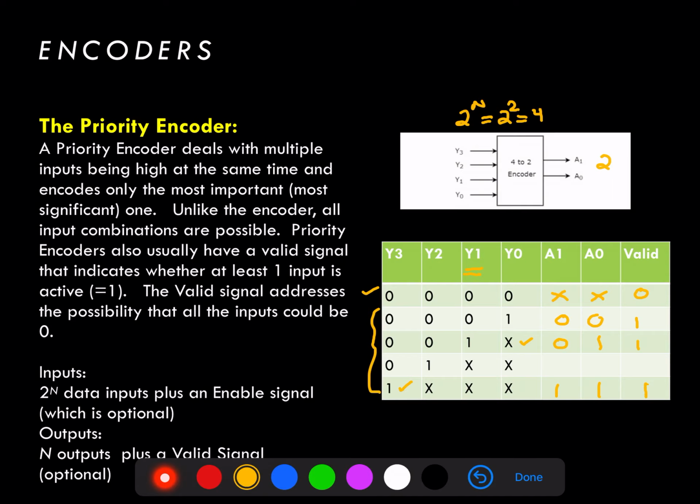And finally, in the 4th line of the truth table, a value of 1 at Y2 will render any 1s at Y1 and Y0 irrelevant and will be encoded as a 1, 0 at the output, with again a valid bit of 1.